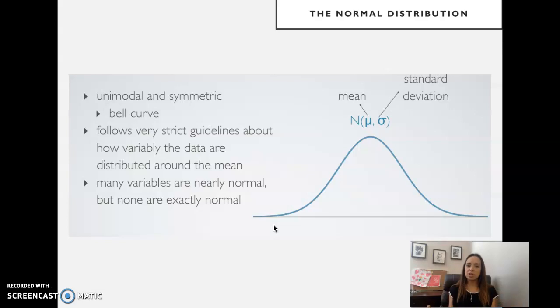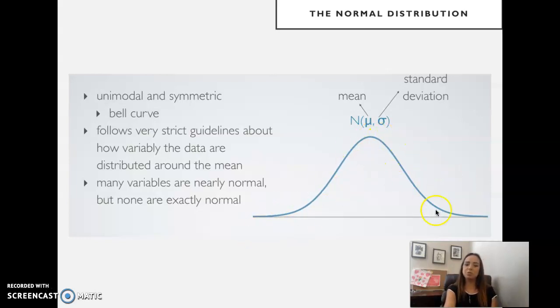And what's the characteristic of that curve? It is unimodal and symmetric. It's like a bell curve. It follows very strict guidelines about how variably the data are distributed around the mean. And if that's kind of obscure right now, you'll see what I mean in a bit. And many variables are nearly normal, but none are exactly normal, but good enough. So it's an idealized distribution of the data, because we're not running the actual random experiment. You have an idealized distribution of what you can expect in terms of scores in the general population.